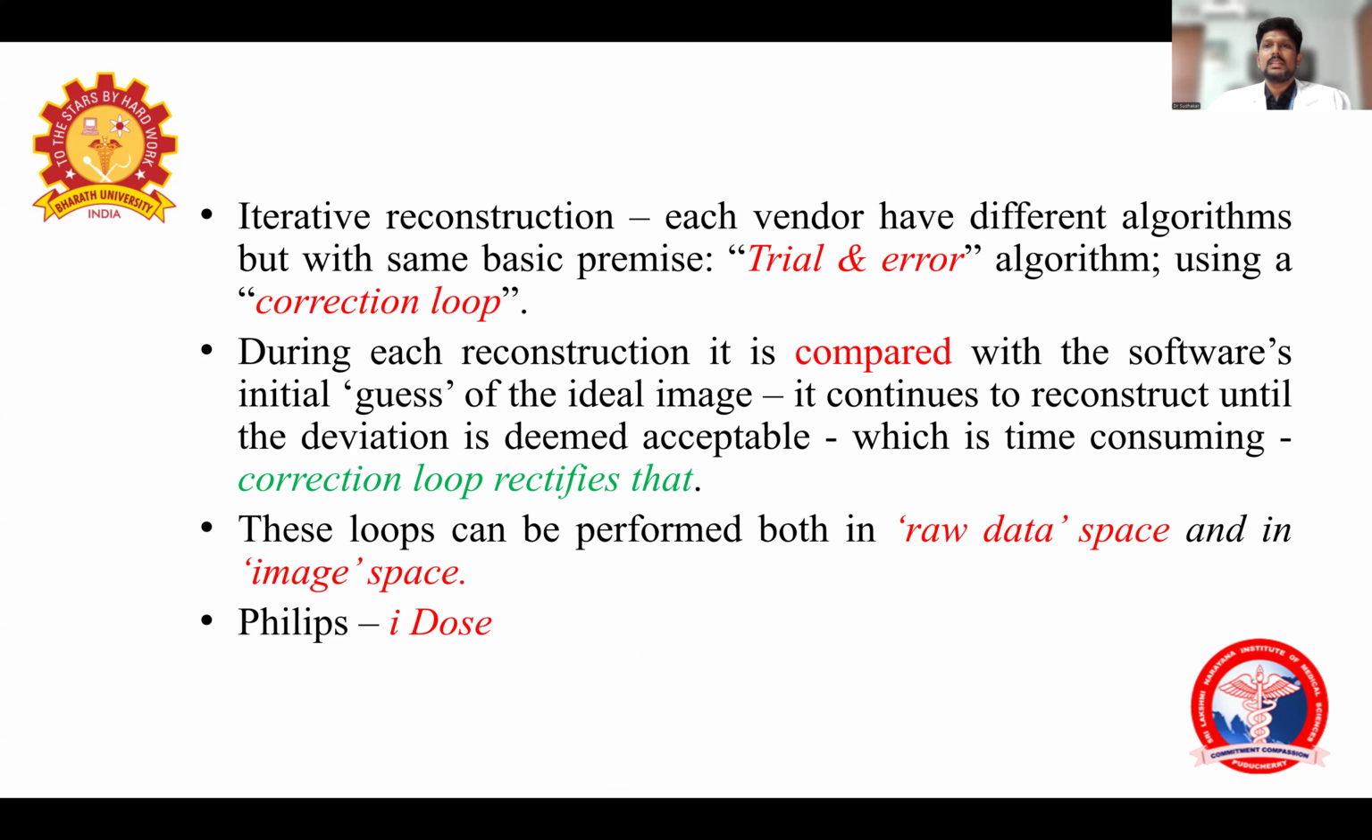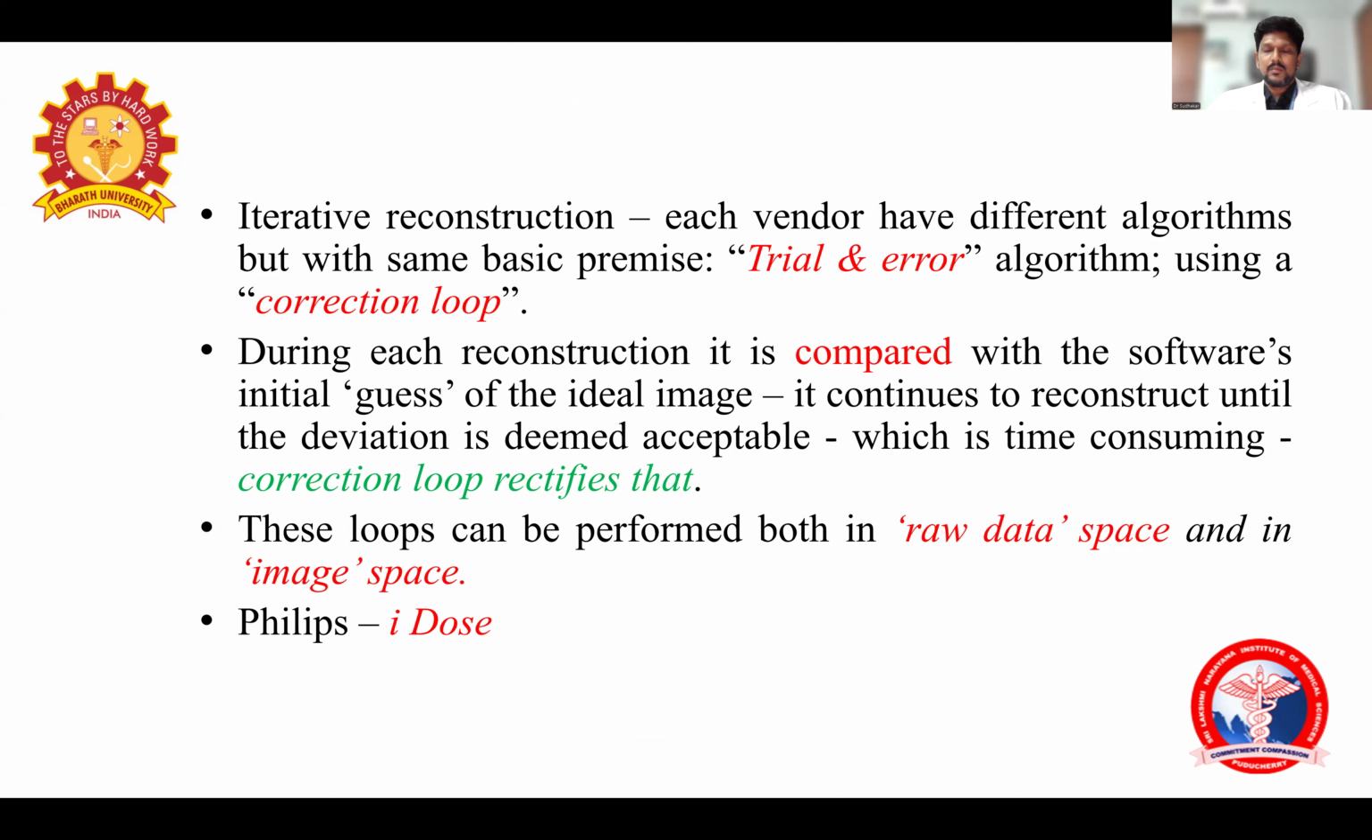Iterative reconstruction. Each vendor has different algorithms, but with the same basic premise: a trial and error algorithm using a correction loop. In simpler terms, every CT vendor's software has a comparative image. For example, for a CT brain, they have a comparative image inbuilt into the software. So whenever a CT brain is done, whatever the imaging method is, it will keep comparing to the standard image which has been installed till the deviation is to an extent of acceptable level. This is time consuming, and the correction loop rectifies that.